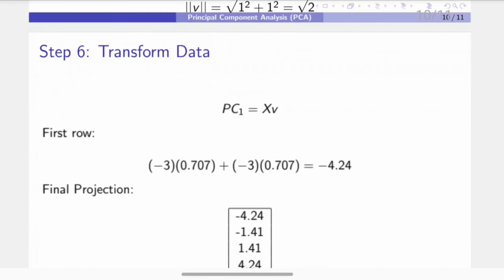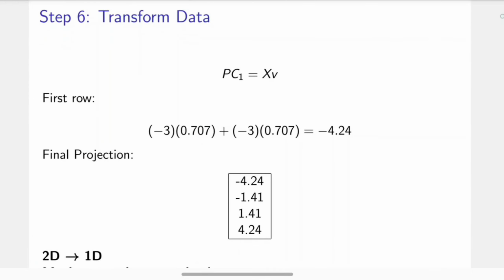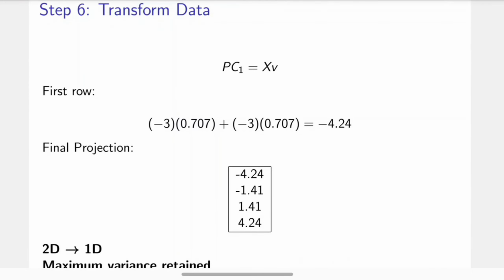Then here comes the transformation of the data. The vector we have got is, for example, v equal to 1 comma 1. After normalizing, we divide by root 2, so each component becomes 1 by root 2. If you do this, you get 0.707, 0.707 as the values.